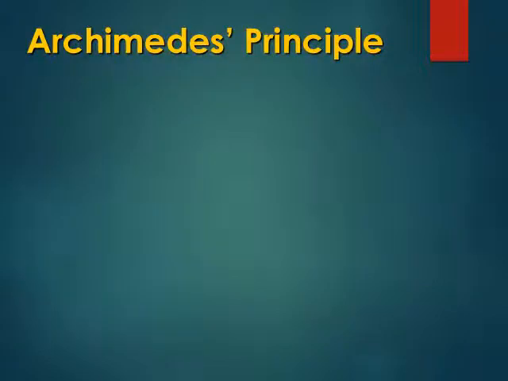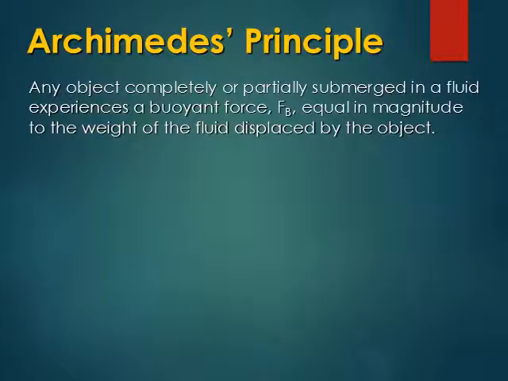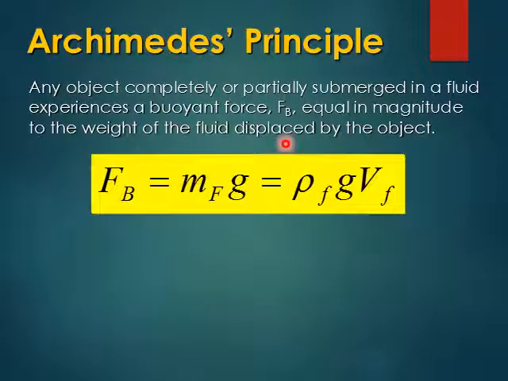Now, finally, let's look into Archimedes' principle. Okay, sabi sa Archimedes' principle, any object completely or partially submerged in a fluid experiences a buoyant force, which is given by the symbol Fb, equal in magnitude to the weight of the fluid displaced by the object. So, in summary, we will put that into an equation. Ito siya. So, the buoyant force is equal to the mass of the fluid that was displaced, diba? Force is mg, diba? So, in this case, ginagamit natin yung mass ng fluid times the acceleration due to gravity.